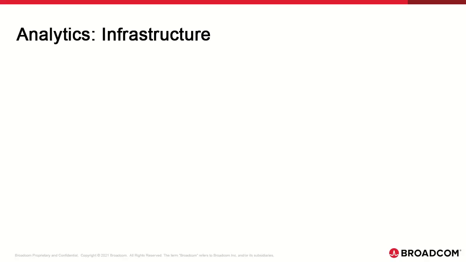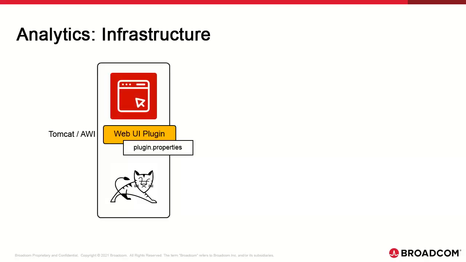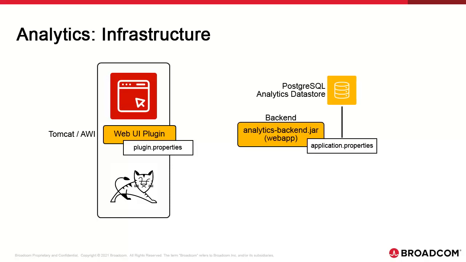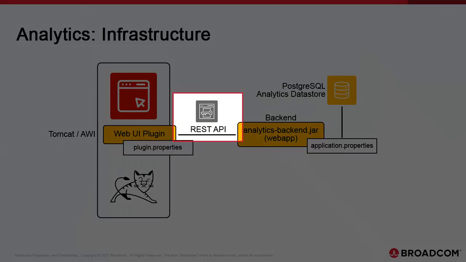We start with the analytics infrastructure, namely the Web UI plugin on Tomcat and the backend. In our demo, the former is hosted on a Windows Server system and the backend on Windows 10. Our focus is the securing of the communications between the two components. We want them to communicate over HTTPS.